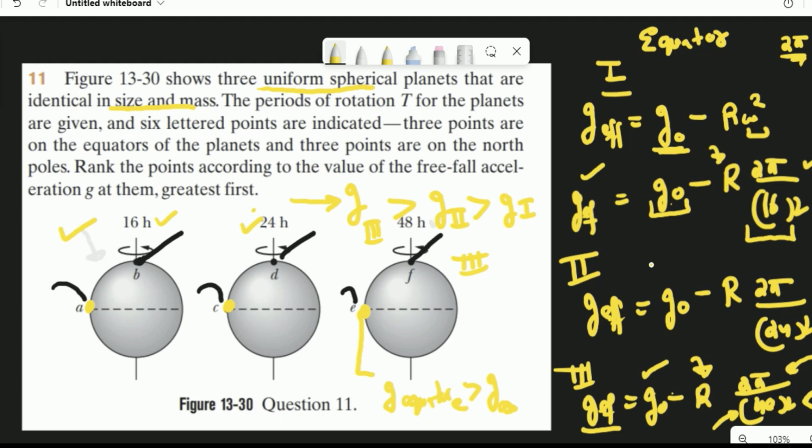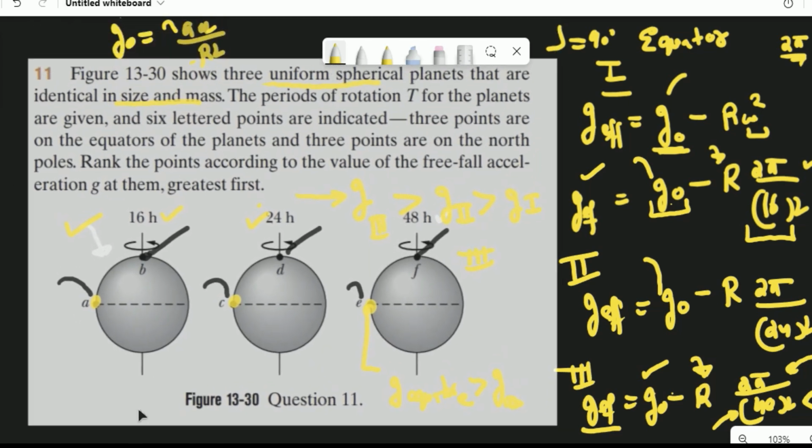Now if you consider the poles, where lambda is 90 degrees for all of them, all of these are equal irrespective of the rotation. G naught is only dependent on mass and radius. We understand that G naught on its own is given by G m by R square. G is same, mass is same, R is same. So at the poles it remains same.